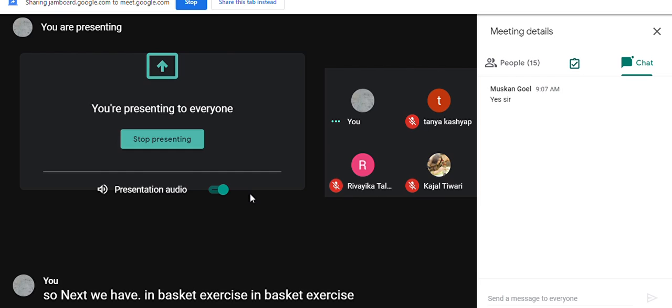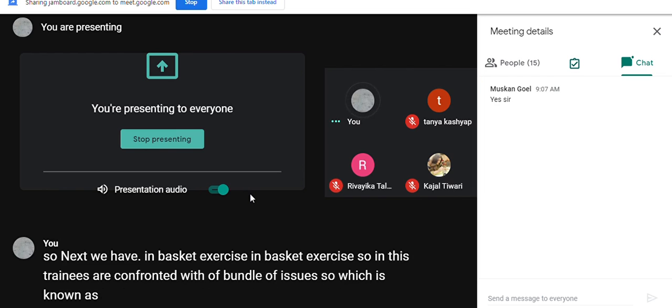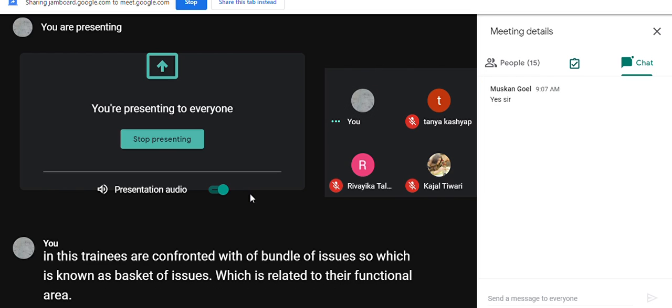So in this, trainees are confronted with a bundle of issues, which is known as a basket of issues, which is related to their functional area. So these issues are things like reports, memos, notes, and other things related to their job.